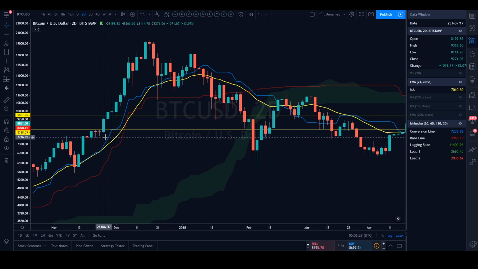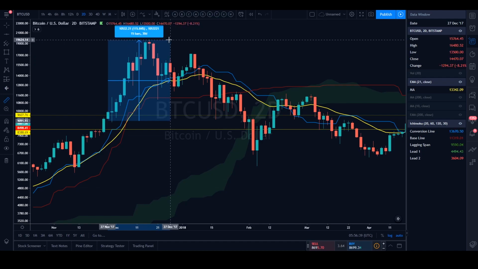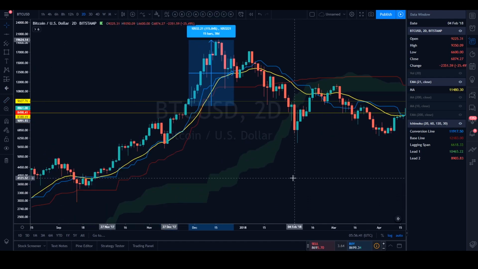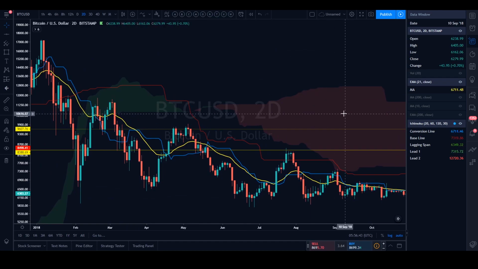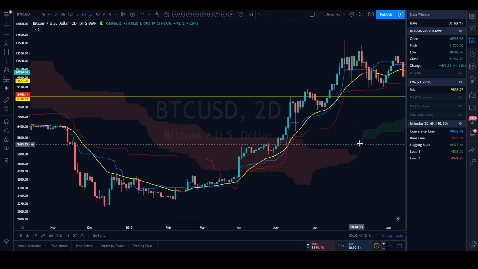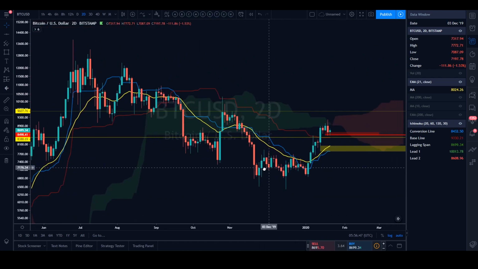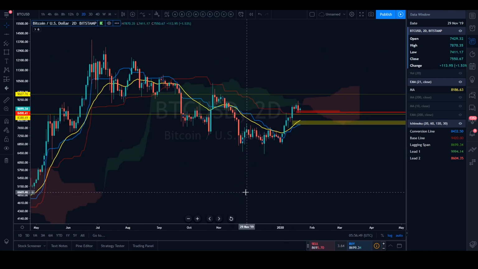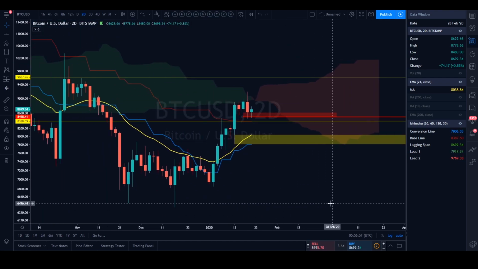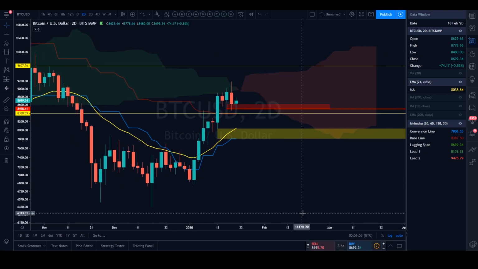Notice how we got resisted here. This is about 25th November 2017. We found resistance here only to pop back up, and that's when we made a parabolic move of about another 115%, give or take, up to 20K. So that, like I said, is not just the 2-day Kijun, that is also a major horizontal support right there at about this 8,400 region.